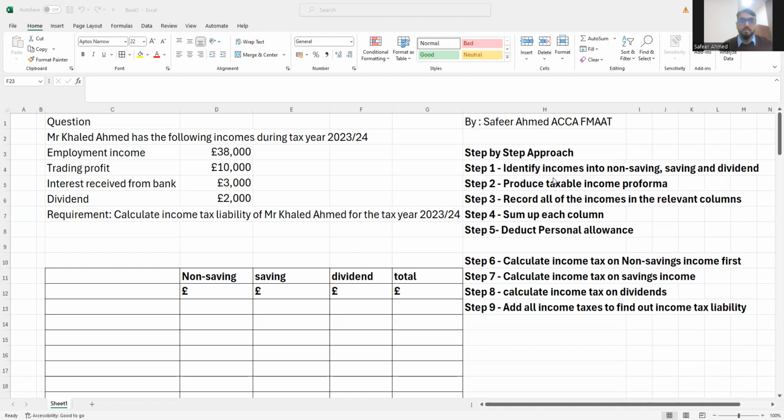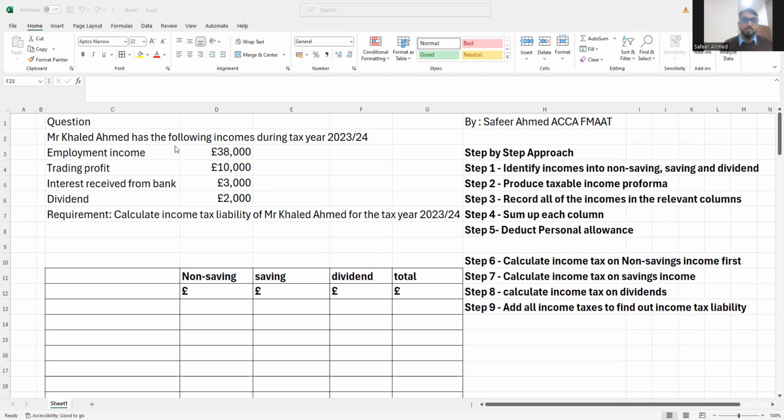So the very first step in a given situation is that you must identify what type of income it is. There are three main types of income that we categorize our incomes into: non-saving, saving, and dividend. So these are the three different types of income.